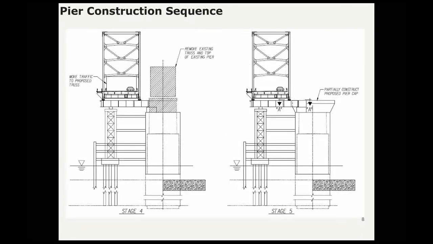And at this point, we switch traffic over to the proposed bridge, remove the existing truss and the existing top of the pier, and then we can partially construct the new pier cap. We can't fully construct it because the sliding girder bears on what's called the sliding girder pedestal here and obstructs part of that new pier cap construction.